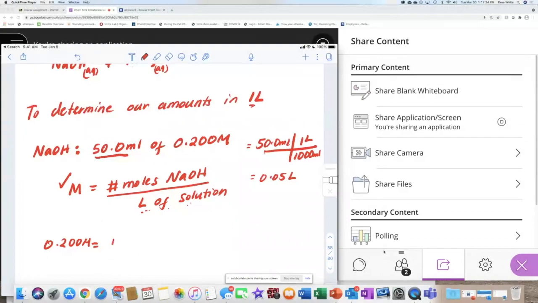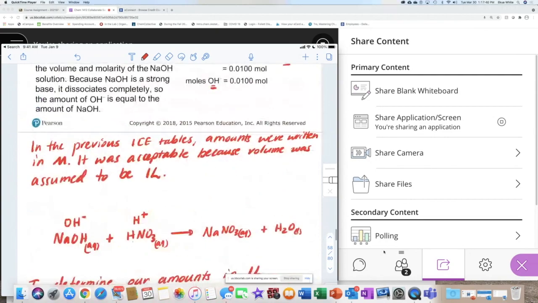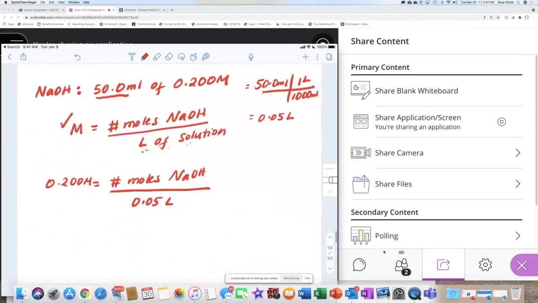Okay, so my molarity is 0.200 molar. Moles of sodium hydroxide, I'm trying to figure that out. Liters of solution, 0.05 liters. When I multiply this times 0.2, I end up with 0.01, like they have right here. Okay, so my moles of sodium hydroxide is 0.01 moles.